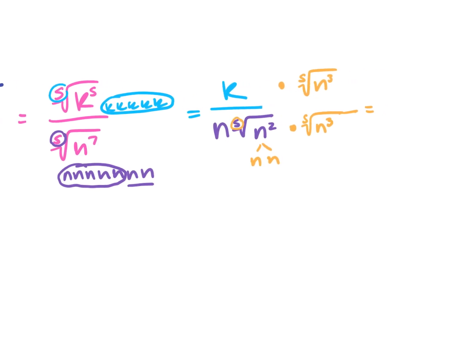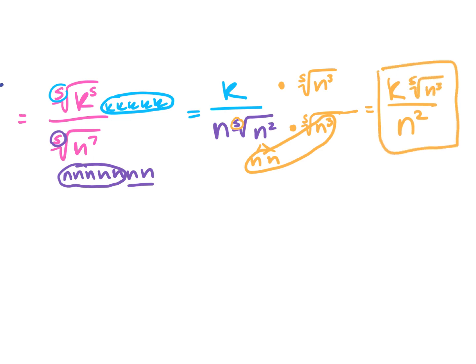So now on the bottom, I have a perfect group of 5. So an N comes out from this group. But now how many N's do I have on the bottom? 2. So it would be an N squared on the bottom. And then on the top, can I multiply these together? No, so I'm just going to leave it as K times the 5th root of N to the 3rd power. So you have to rationalize.